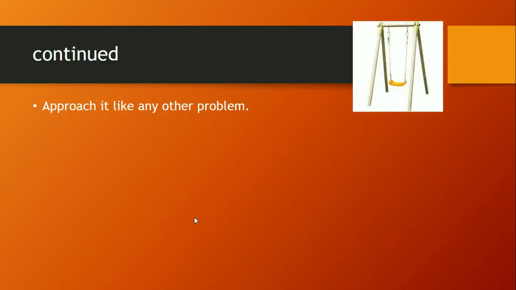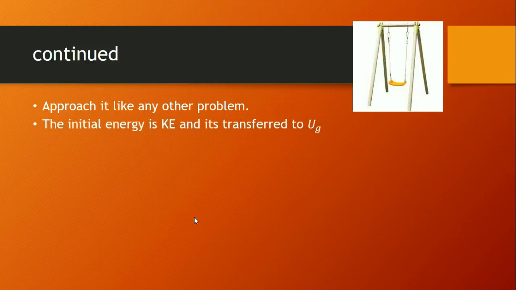So approach this like any other problem. Just think about it as two separate problems, the first person and the second person. They both start with kinetic energy since they're running, right? So they're moving with velocity. They're on the ground. There's no spring, so no spring potential, and no gravitational potential.